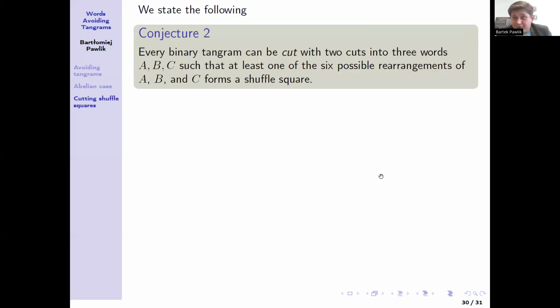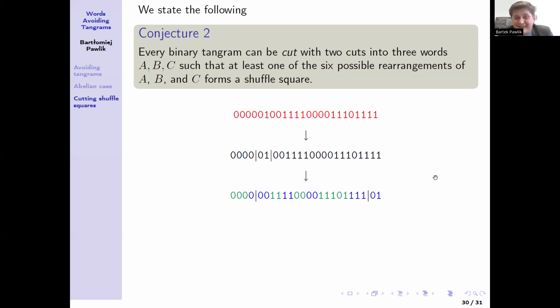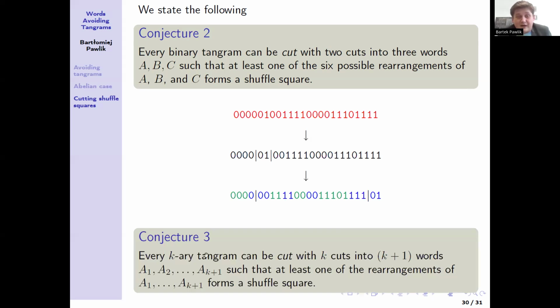And now we state the conjecture that every binary tangram can be cut with two cuts into three words A, B, C such that at least one of the six possible rearrangements forms a shuffle square, because why not? I would say maybe it's a crazy conjecture, but this is this counterexample. One cut is not sufficient, so maybe two.